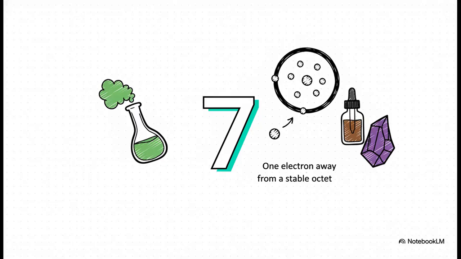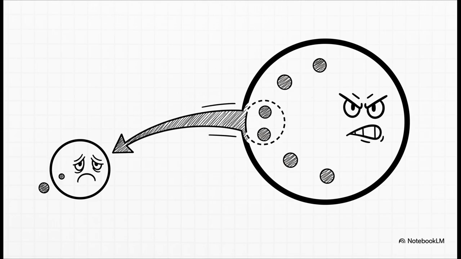Okay, now let's jump all the way across the table to group 17 and meet the halogens. Their magic number is 7. They have 7 valence electrons, which means they are so close. They're just one single electron away from that perfect stable octet. So if the alkali metals are desperate givers, the halogens are the aggressive takers. They are super reactive nonmetals because they will do almost anything to grab that one extra electron and complete their set. You can think of them as the bullies of the playground, always looking to steal an electron from someone weaker.